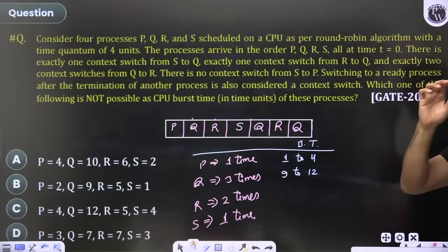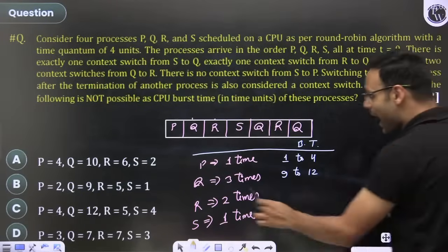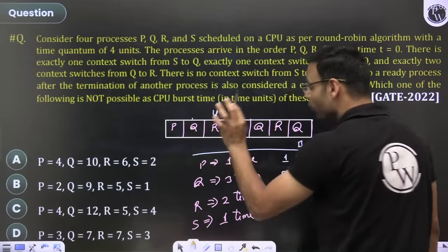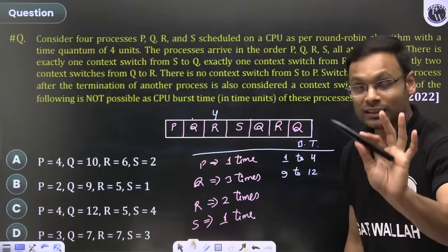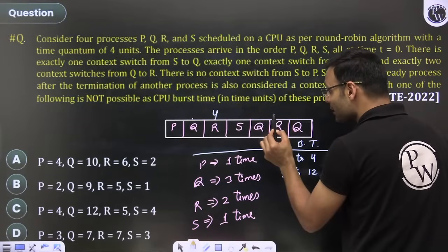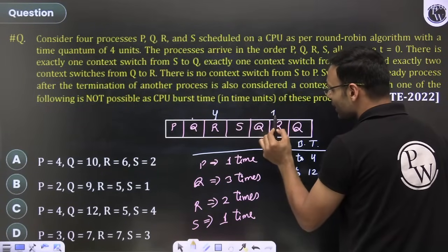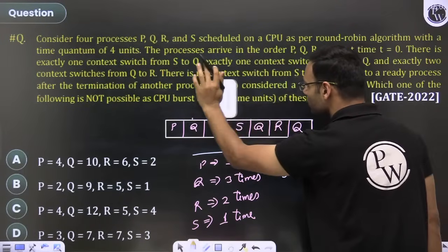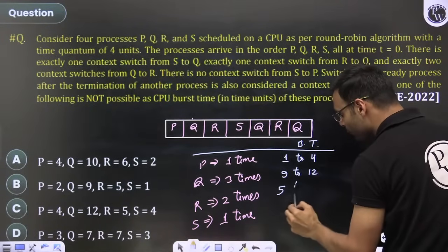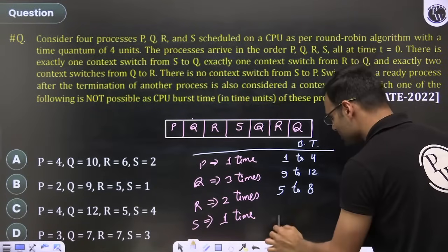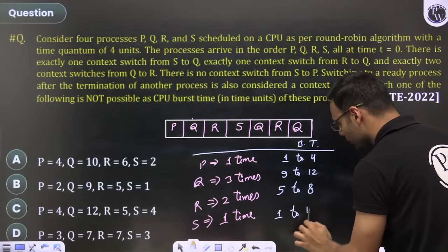That's it. Now next, R you are running 2 times. If first time you are running the full 4 time units, you will have to run that, that is my round robin algorithm. And last time you are running, I can run it for 1, 2, 3, or 4. Means R should have its burst time between 5 to 8. S only 1 time means 1 to 4.